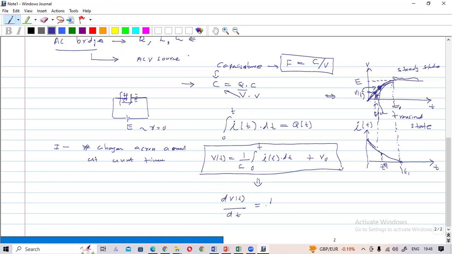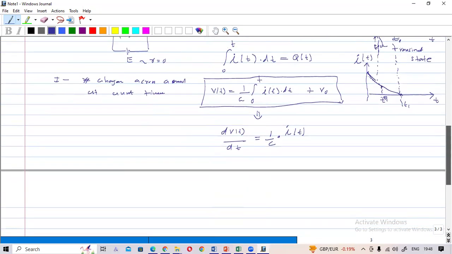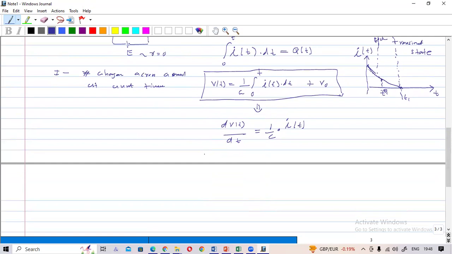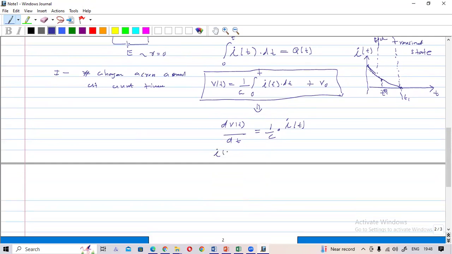So here you have 1 over C. If you take the derivative of this integration, you get the answer, and then if you differentiate again, you get the current i(t). And this V naught is a constant, so its derivative will be 0. And you will have this one. So you can get the expression for the current i(t).